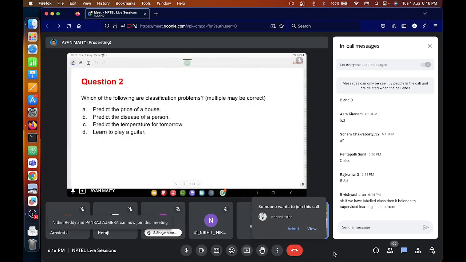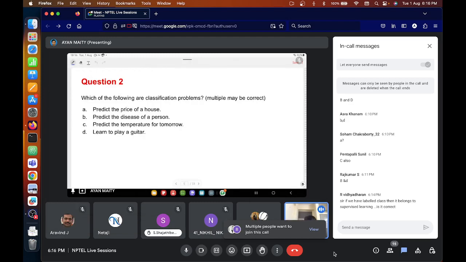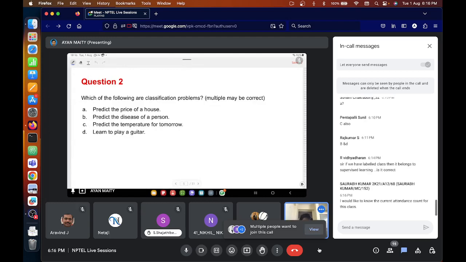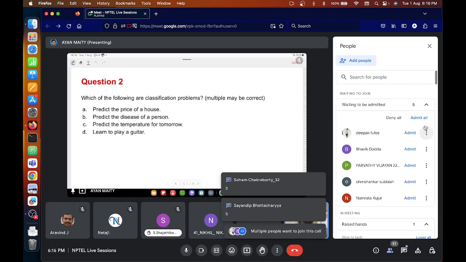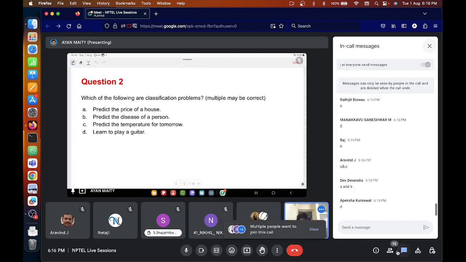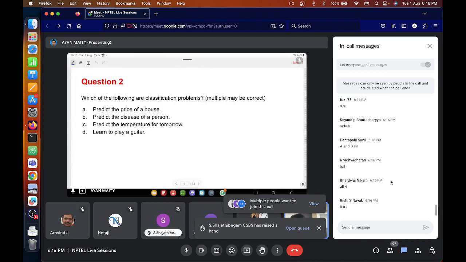Which of the following are classification problems? Again, multiple options may be correct. There are 4 options. Predict the price of a house, predict the disease of a person, predict the temperature for tomorrow, learn to play guitar. So these are the 4 options, and we have to find out the problems which are classification problems. By classification problems, I mean you have to predict specific classes. Multiple options may be correct here. So you have to predict specific, discrete classes, and there is a difference between classification problems and regression problems. So you have to be aware of that to answer this question.